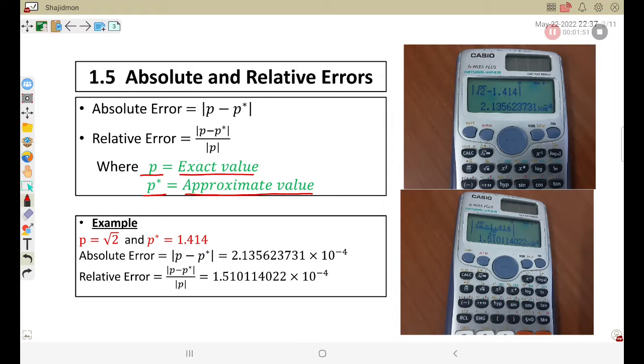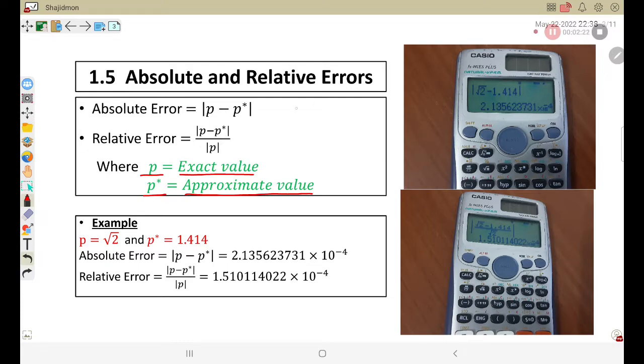Now, what is the absolute error? Absolute error means absolute of P minus P star. That means exact value minus approximate value. Do the calculation, then take the absolute of that. Absolute means if the number is negative, take the positive value. And relative error equals absolute of P minus P star divided by absolute of P.